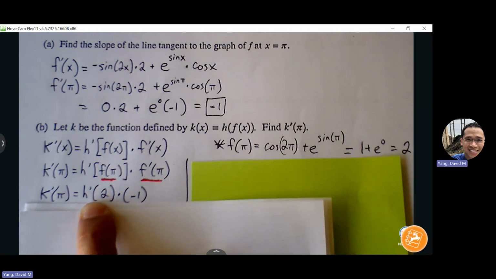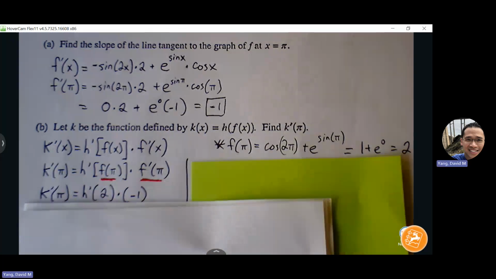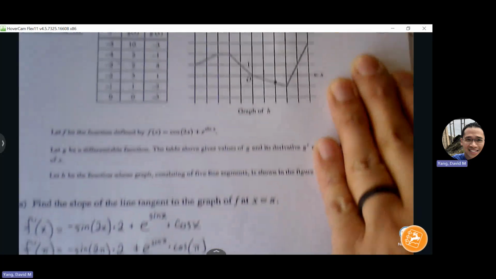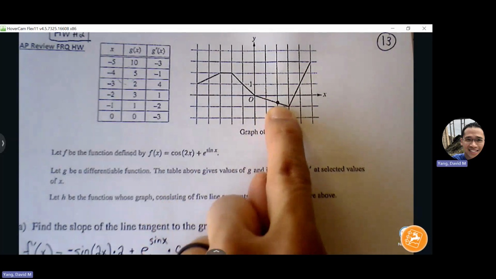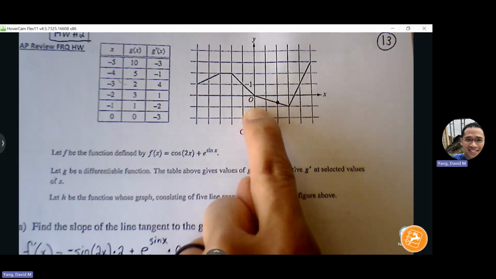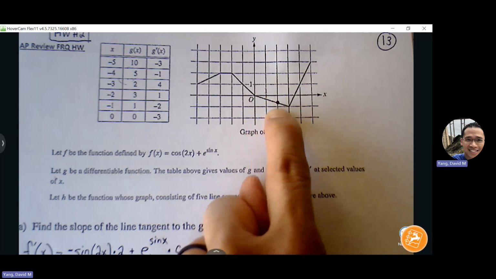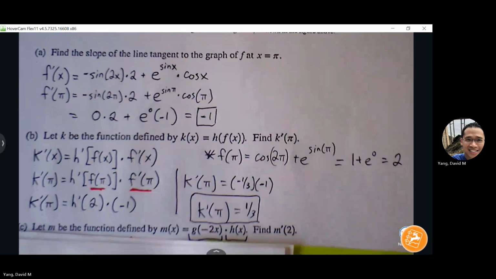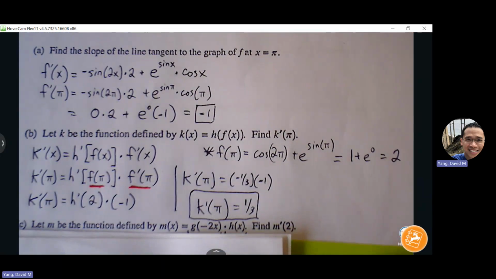Now, last piece of the puzzle there to get to a number. H prime of 2. What can I use to find h prime of 2? Yeah, the slope of the graph, right? I have my h graph. So if I can find the slope of this line segment, I can find the slope at that point. What's the slope of this line segment? Yep, down 1/3, right? Rise over 1, -1/3. Okay, so we put all that together. And we have -1/3 times -1, which is 1/3.